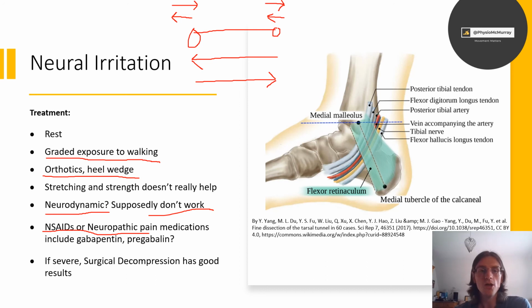And then obviously if it's really severe and you have really severe compression, then surgeons can use decompression surgery. So what they'll do is with this retinaculum, they'll just cut it a little bit, so it's not as tight. So if they loosen it off, it just adds a little bit more space in this area. And it's actually found to have quite good results with that surgery.